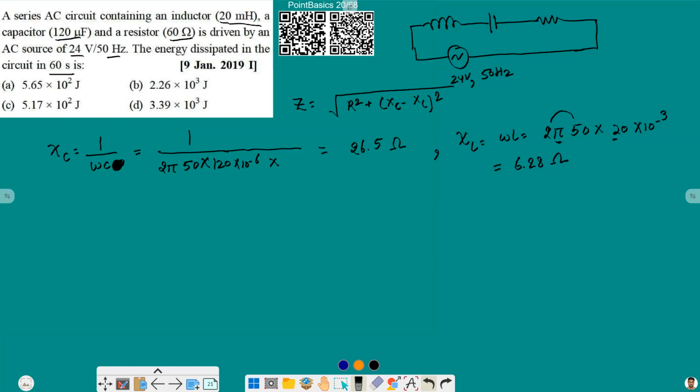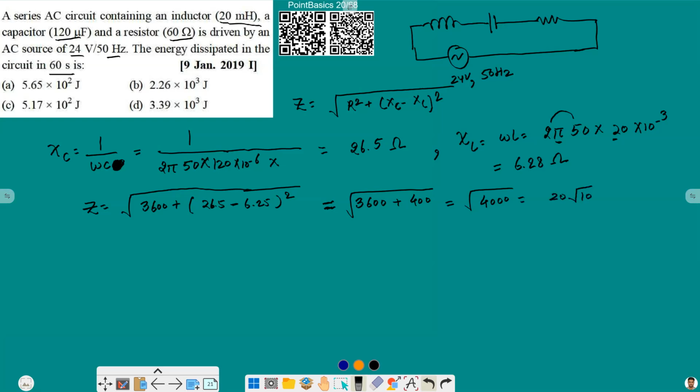So now let's calculate the value of Z, or impedance. So Z will be root of R square, that is 60 square, so 3600, plus (26.5 minus 6.28) whole square. Now this is 26.5 minus 6.28, so it is almost 20, so we assume that it will be 20. So 3600 plus 20 square, that is 400. Now we are approximating it slightly. So it will be root of 4000, or we can say 20 root 10. This is the value of impedance.